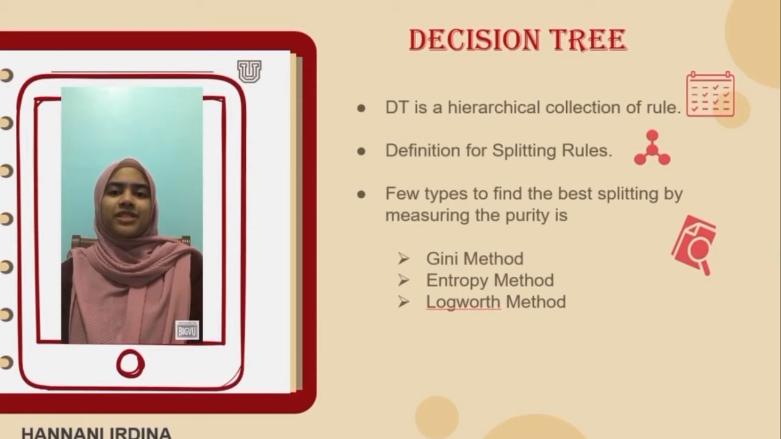The process of splitting rules is defined by the decision tree, which breaks the data into segments. Let's see the few types to find the best splitting by measuring the purity. There are three methods we use in this project, which are Gini, entropy, and log-worth method.